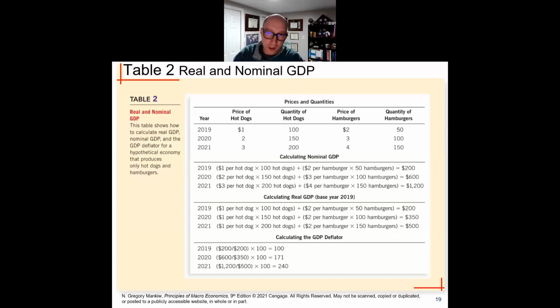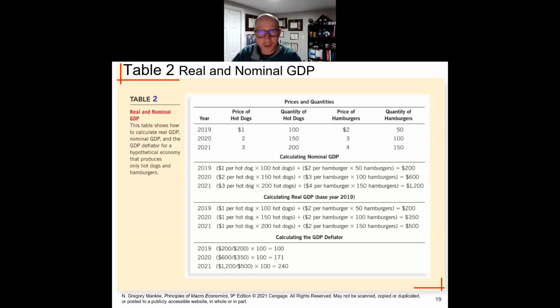Now look at 2020. I keep the base price, $1 per hot dog, $2 per hamburger. Then multiply that by the quantity from 2020. I got $350. Okay, that's a big difference from $600, isn't it? Then 2021, base price times quantity gives me 500. Okay, now that's interesting, right?